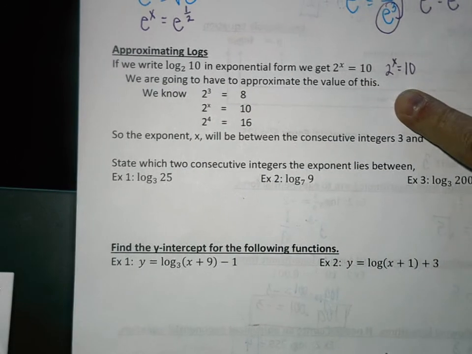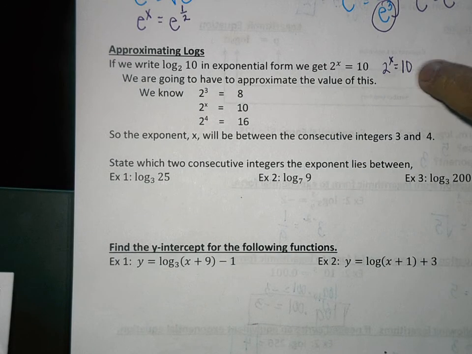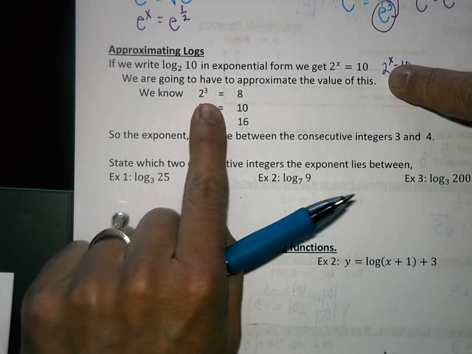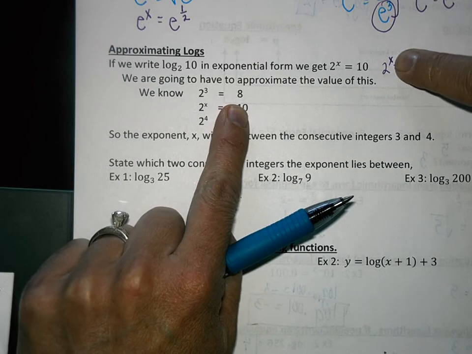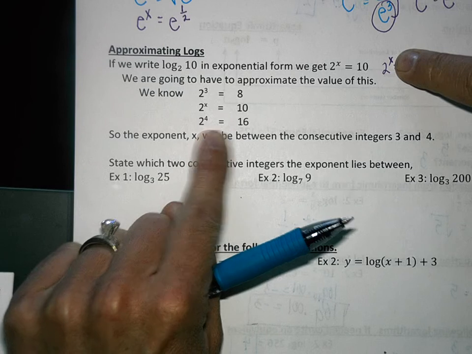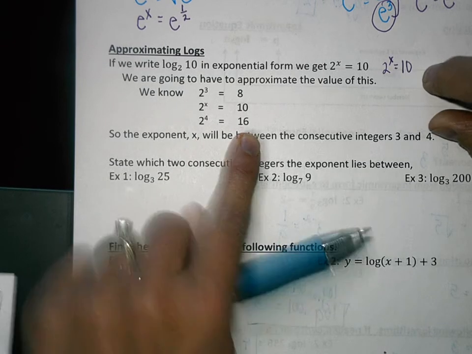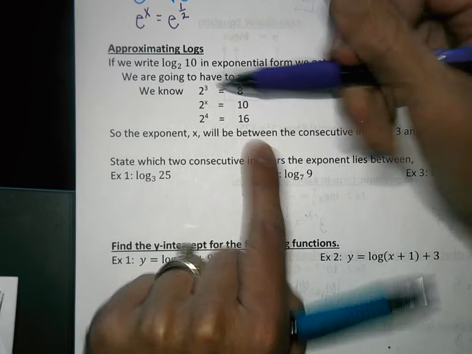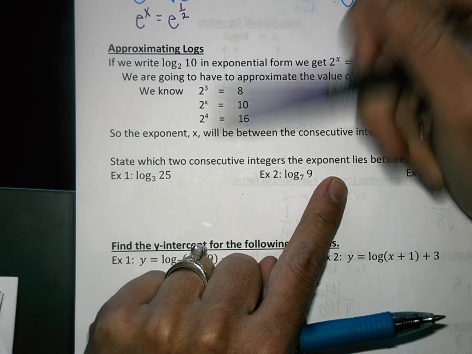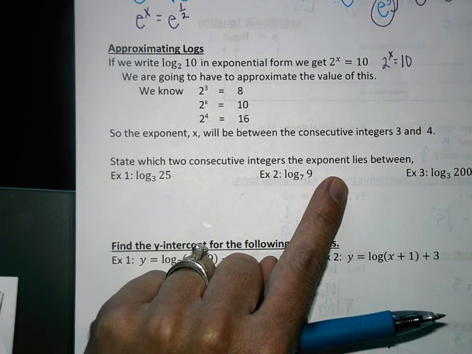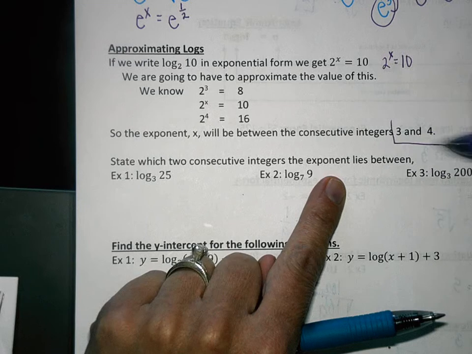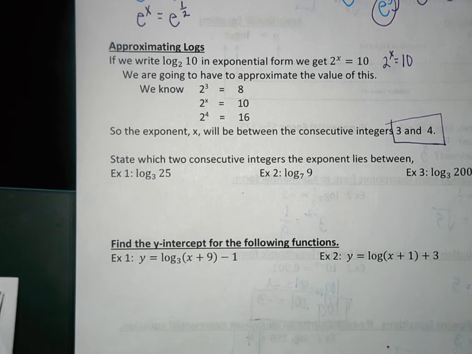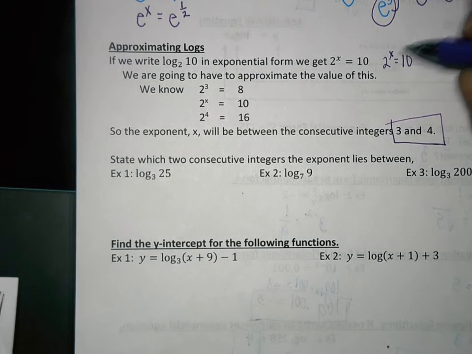And there is not a number that would give you the exact value of 10, because if you notice here, 2 to the third power is 8 and 2 to the fourth power is 16. And so the value of 10 is going to be some number between 3 and 4. And so therefore this answer would just be between 3 and 4. That would be the value. X would have to be between 3 and 4.